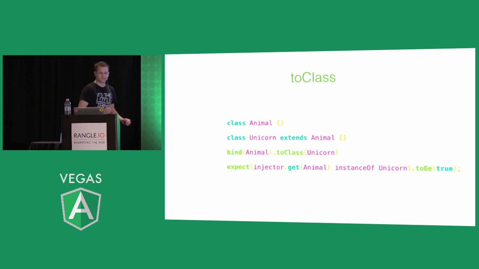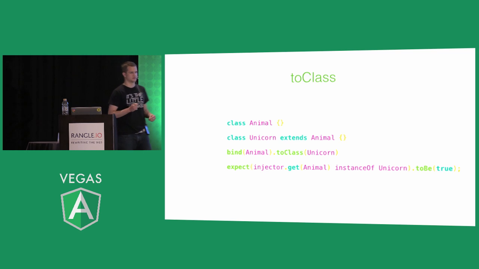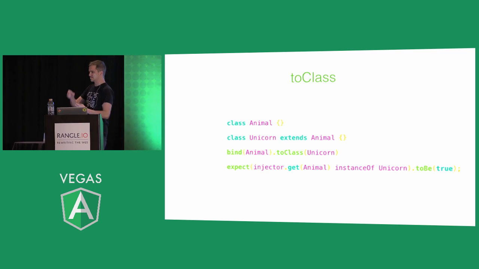Okay, to class. This binds a token to a class. We have an animal, and we're binding it to the class unicorn. We expect that when we get back the instance for animal, that will be an instance of unicorn. So this is not quite like an alias, but it gives us back an instance of a separate type of class. So this is like a service that you say, hey, I'm going to map this service to this other service, and give me an instance of that service. It sounds convoluted and confusing, but it's actually pretty typical if you think about binding a class to itself, right?